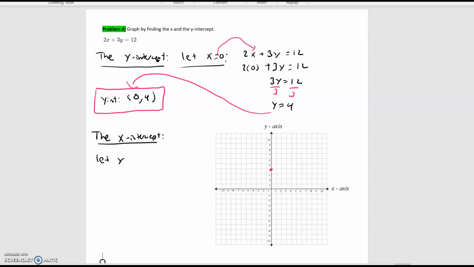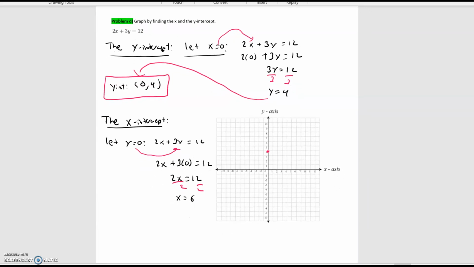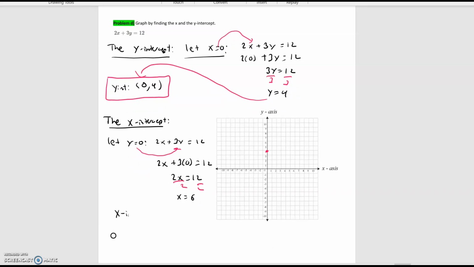We're going to simply let y equal to 0, and we have 2x plus 3y is equal to 12. Now we're going to plug it in for the y's. So 2x plus 3 times 0 is equal to 12, or 2x is equal to 12. If we divide by 2, you're going to end up with x is equal to 6. So the x-intercept is going to be 6, 0, which is going to be this coordinate point here.